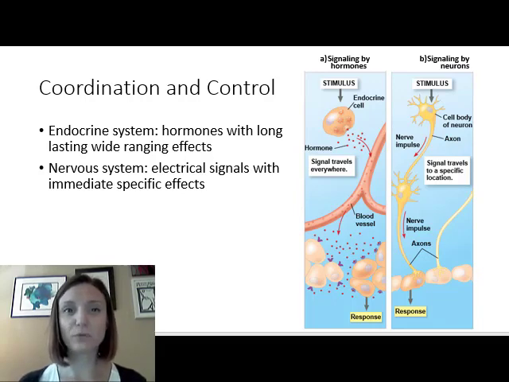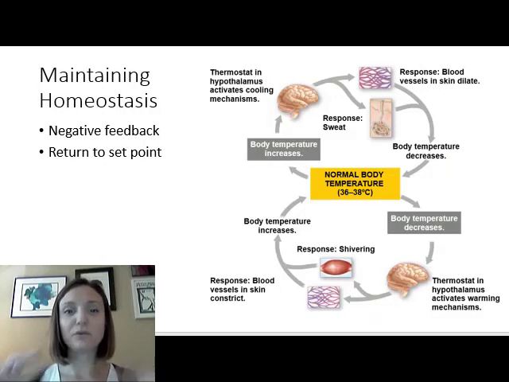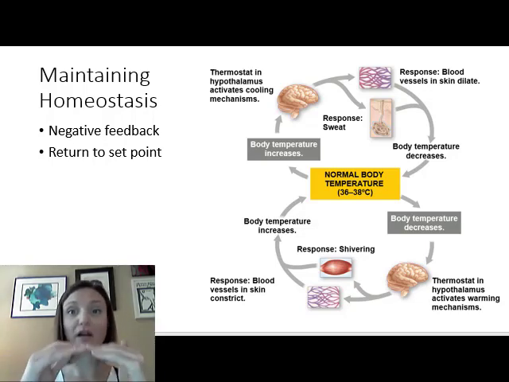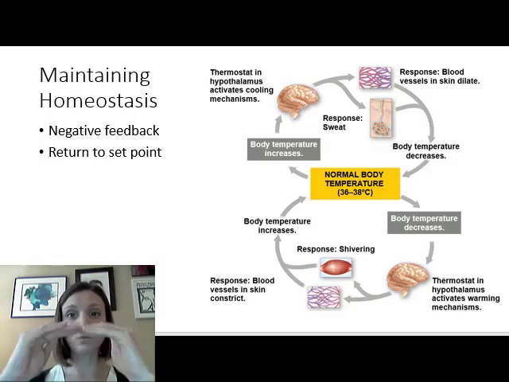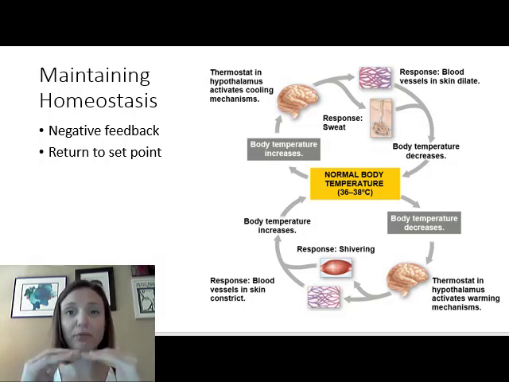And how does this work? For most homeostatic mechanisms in most animals, they're going to be using what's called negative feedback. Negative feedback is this idea that one homeostatic measure is going to be set at a certain point. We call that certain point the set point. So for example, body temperature. Most animals have a very specific body temperature. If they get too cold or too warm, that's bad. So their set point is their average body temperature.